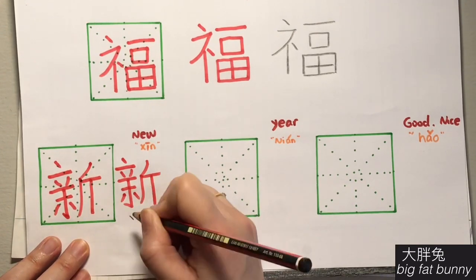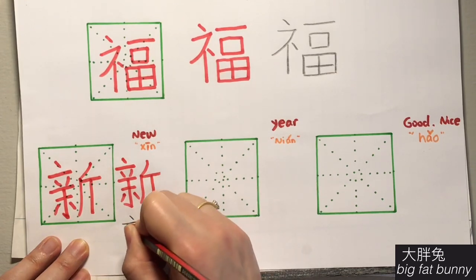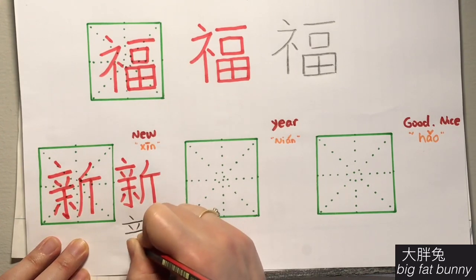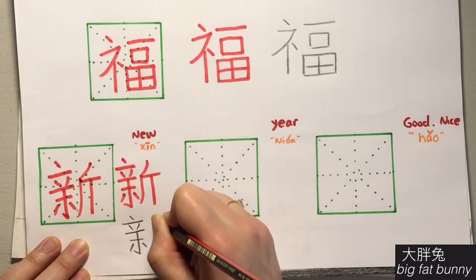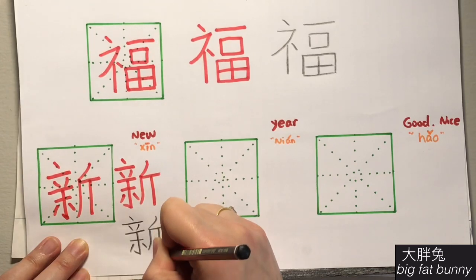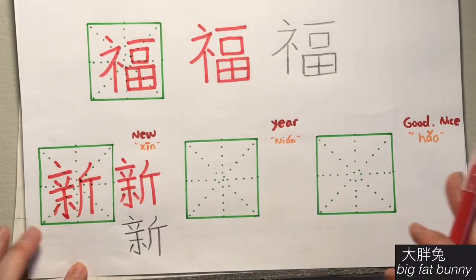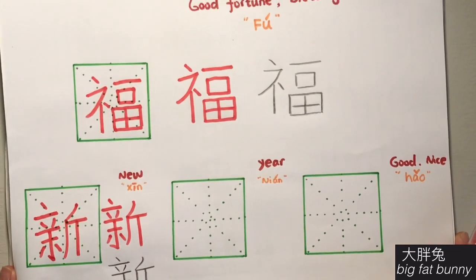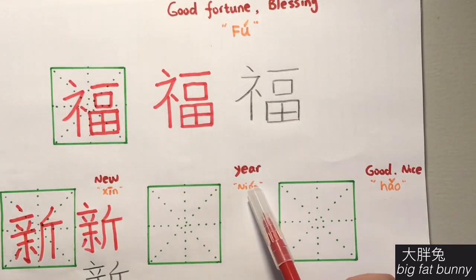The first one, little dot. To the middle. Two little wings. Okay. That's the most difficult one, I would think. Let's write 年, yeah, 年.